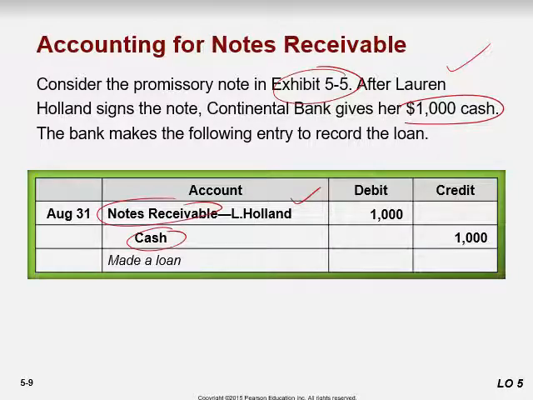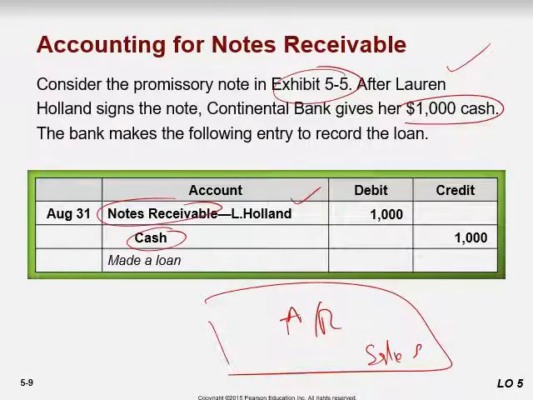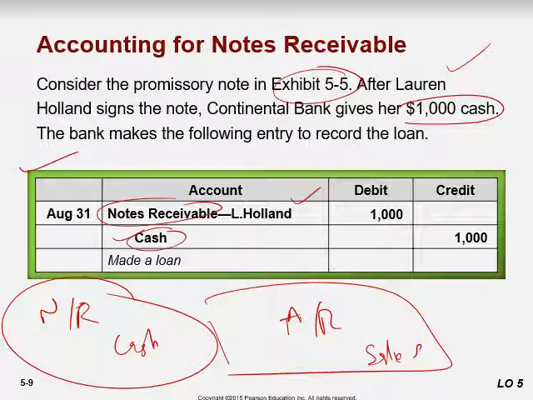Similarly, when you make a sale, you make an entry accounts receivable to sales, right? But since this is a bank, its sale is cash, so it's a decrease in cash. Notes receivable to cash, because you pay cash, your cash is decreased. So remember, this entry is basically the bank's perspective. The bank makes this entry.